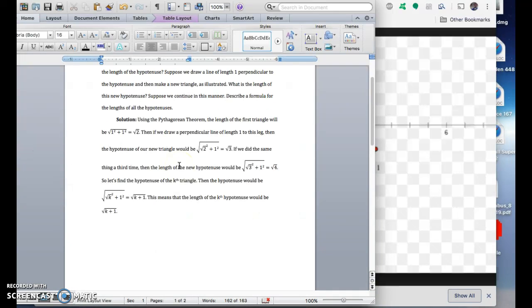So then I said, okay, let's find the hypotenuse of the kth triangle. That means if you want to find the hypotenuse, you want to do square root of k squared plus 1 squared. And then if you just square root that, do the Pythagorean theorem, you should get square root of k plus 1, which means that the length of the kth hypotenuse, with k being whichever one you're trying to find, will always be the square root of 1 more than that.